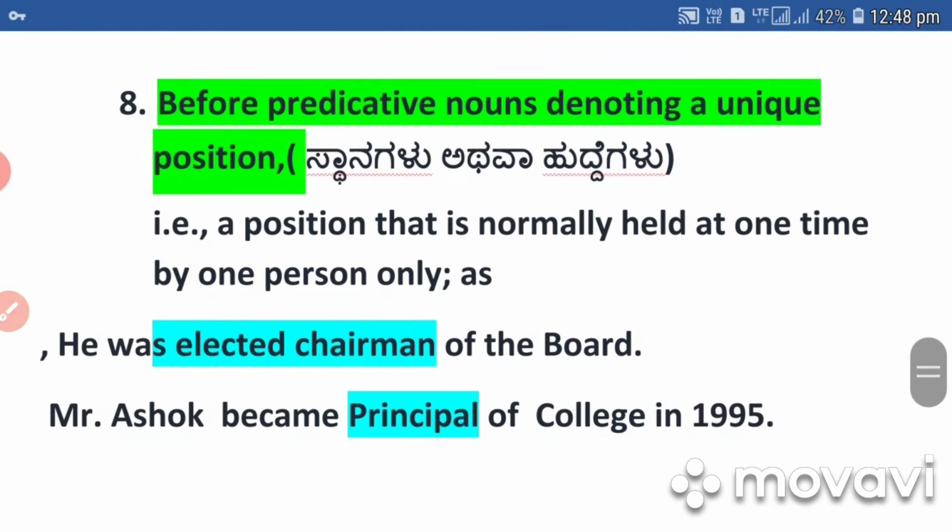Now, rule 8: before predicative nouns denoting a unique position, a position that is normally held at one time by one person. Some positions are such that once in a life a man can occupy the position, but he can't occupy it again. For example, elected chairman, principal. A man can occupy these positions once in life. He can't get one more chance. Before such positions, we are not supposed to use any article.